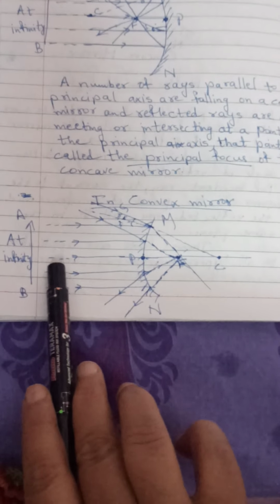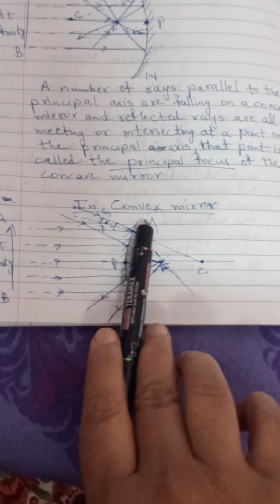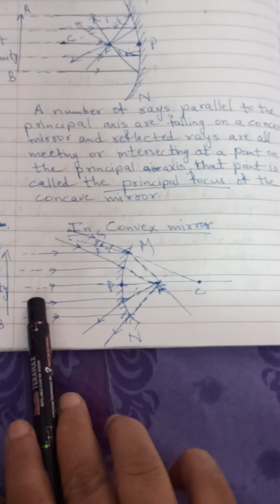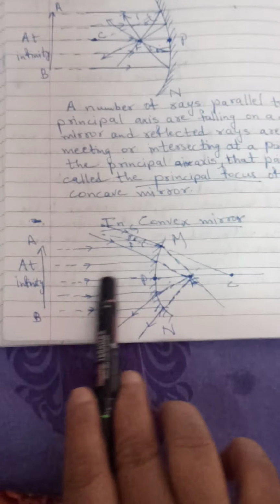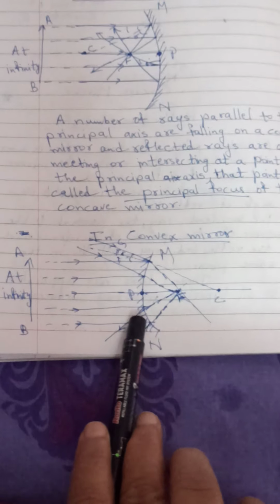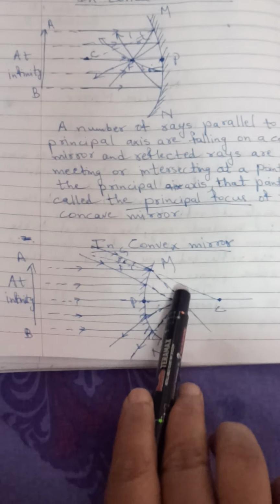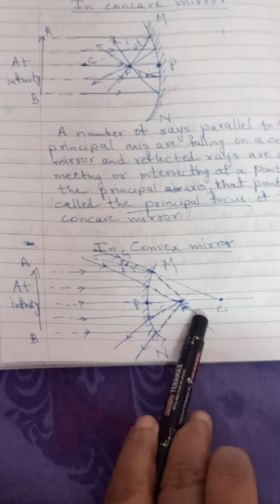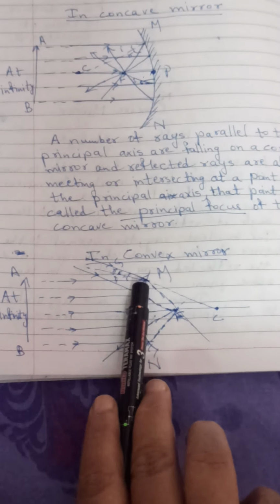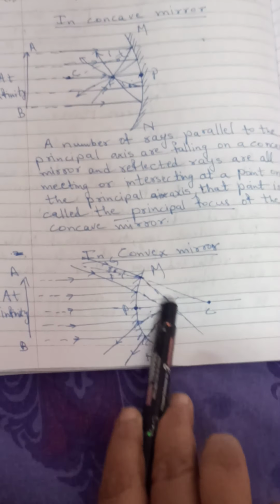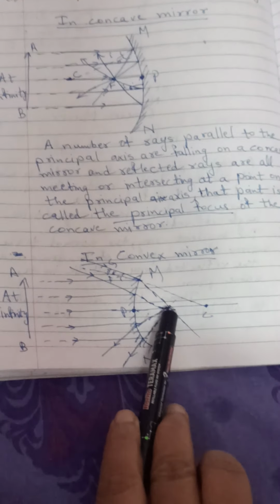In the convex mirror, you can see in the second figure, I have drawn the convex mirror. The convex mirror is in this direction. In this case, it is a little bit different. The rays are coming from here, from infinity. The rays are coming like this from infinity, and after reflection again they are passing through or meeting at a point at the back of the mirror. This point, where all the rays after reflection meet, is called the focus point of the convex mirror.